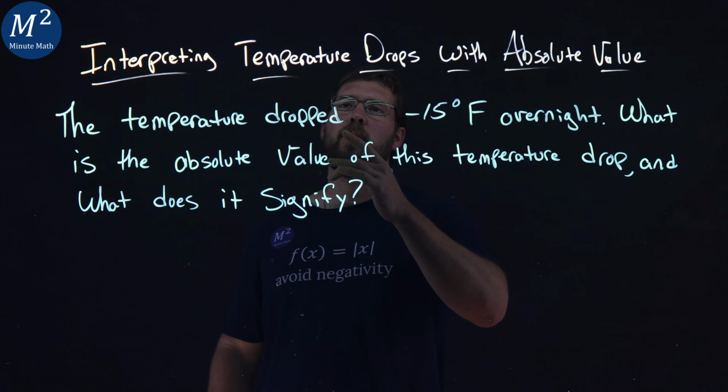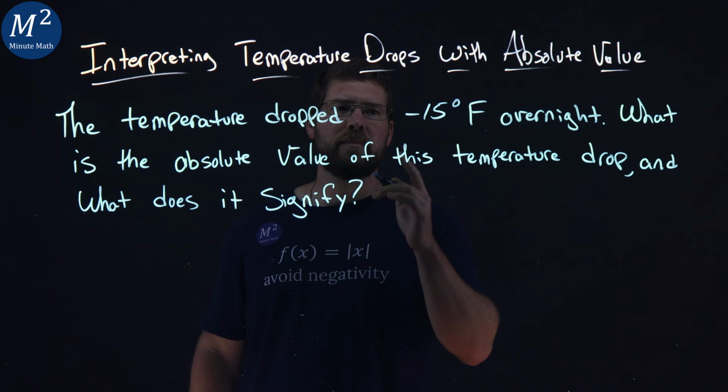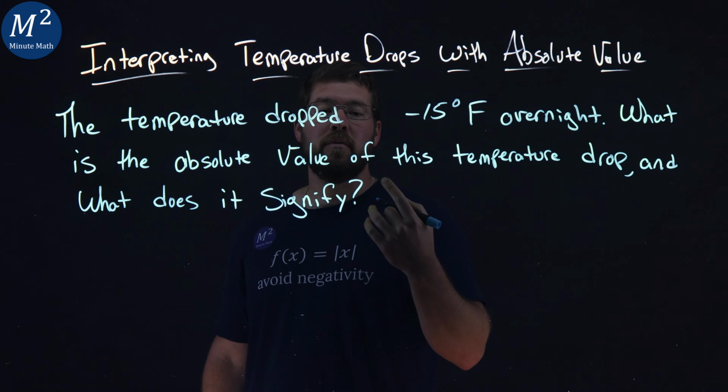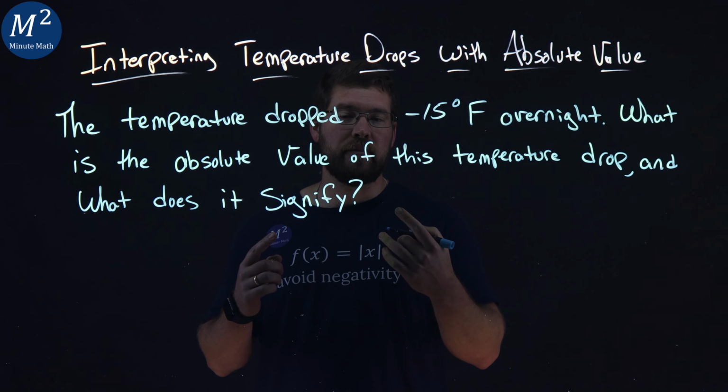Let's learn about interpreting temperature drops with absolute value. The temperature dropped negative 15 degrees Fahrenheit overnight. What is the absolute value of this temperature drop, and what does it signify?